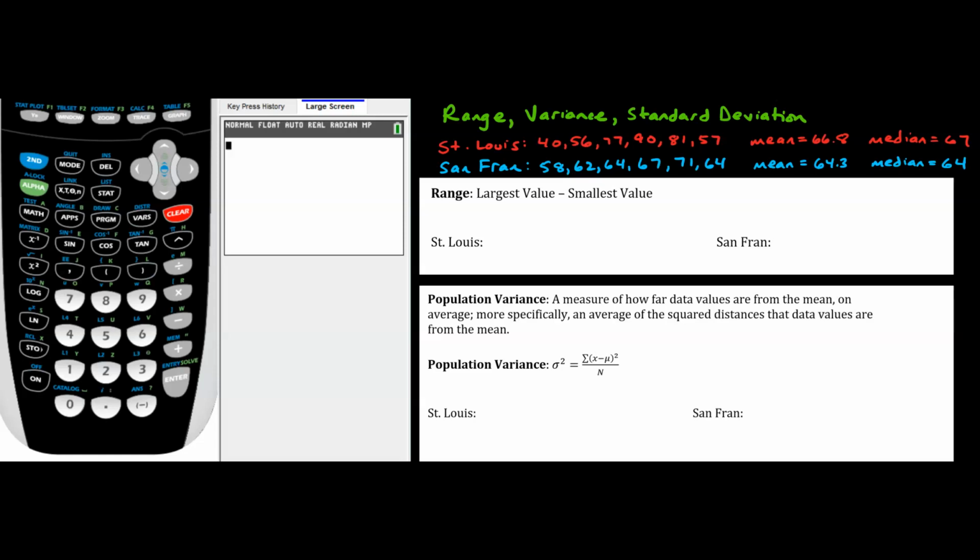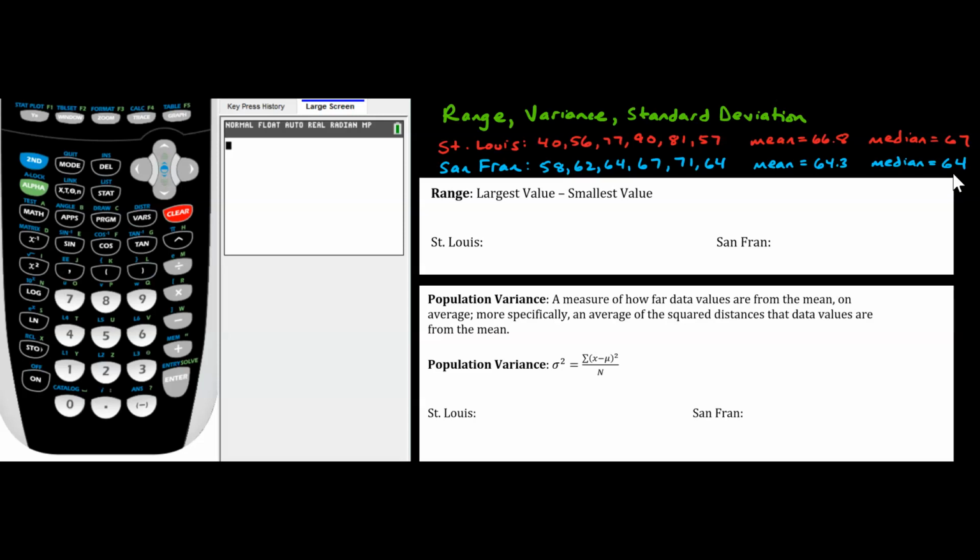Let's take this example here of the bi-monthly average high temperatures in St. Louis and San Francisco. As you can see, the mean of these bi-monthly average high temperatures in St. Louis is 66.8 and the median is 67. And the mean in San Francisco is 64.3 with a median of 64.